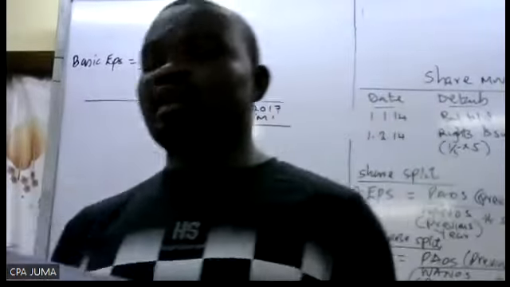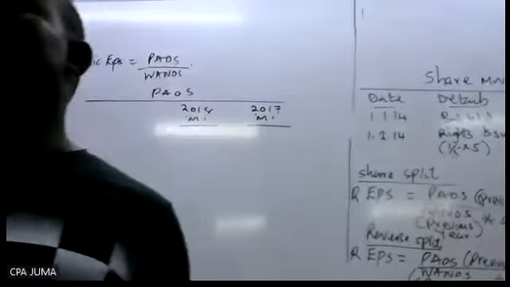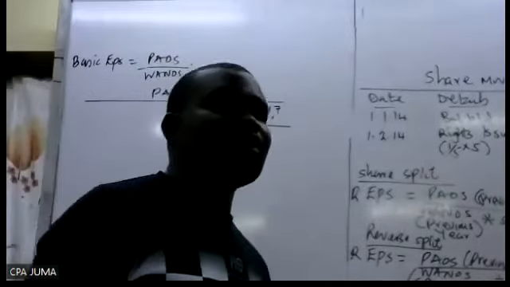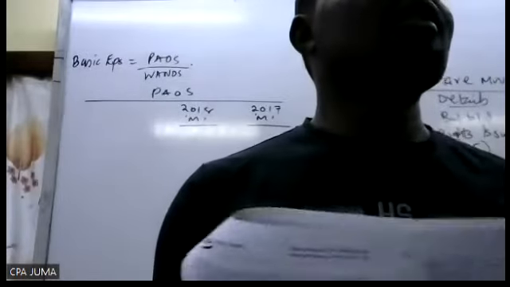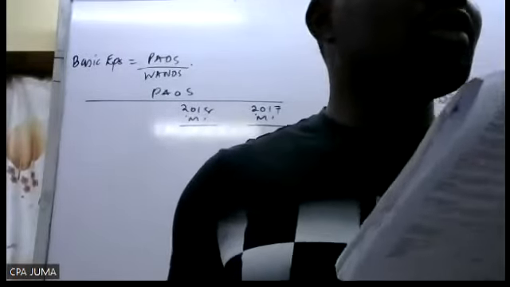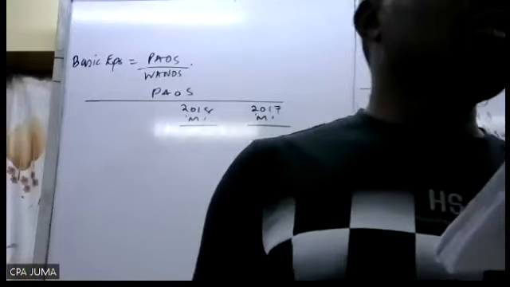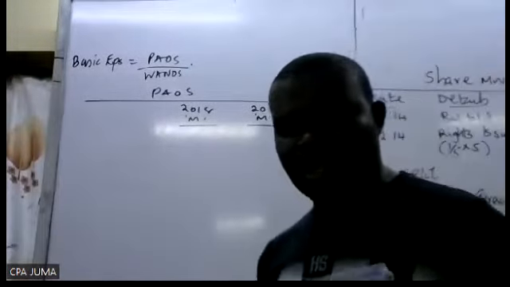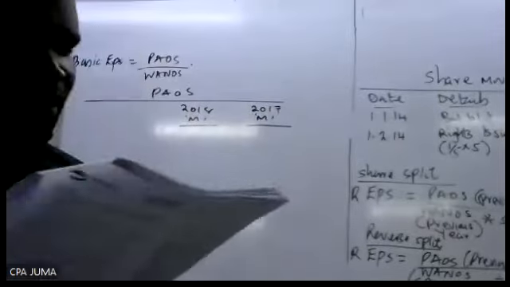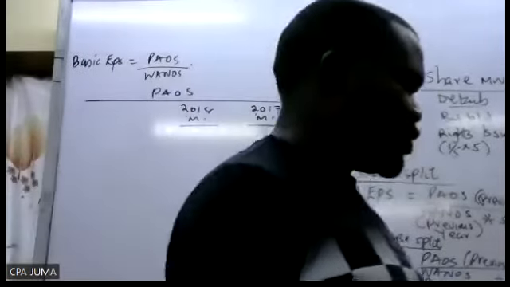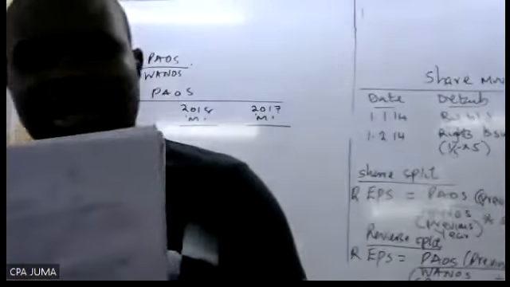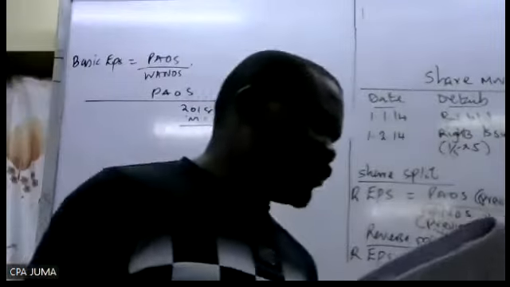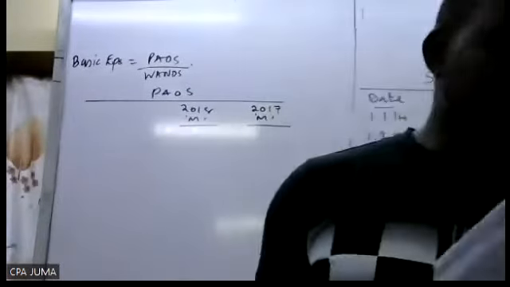Which profits are we taking? 280 and 210, which is which? Yes, that is the profit you're supposed to go for: the profit after tax for the year attributable to owners of the group. Non-controlling we don't want.